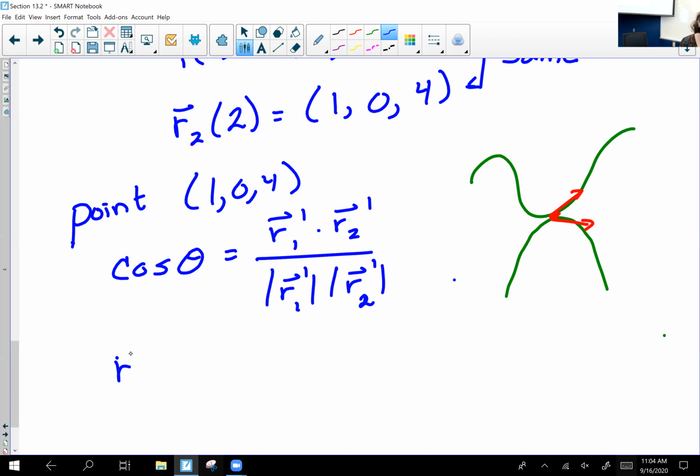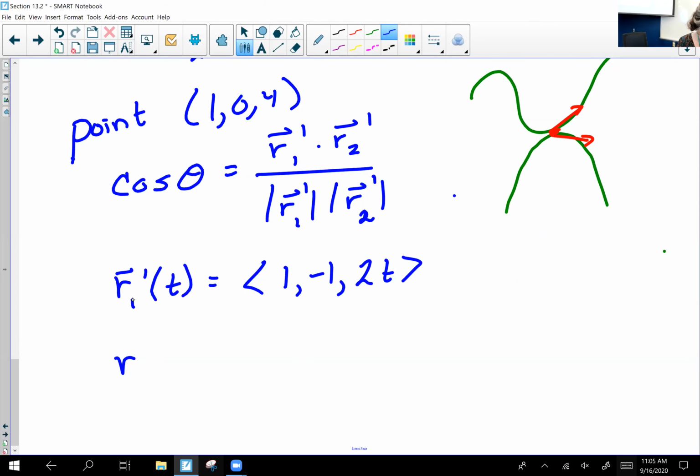R prime, let's see, first is a t, so that's just going to be a 1. Second is a t, so that's going to be a -1. Third is 3 plus t squared, so that's going to become a 2t. Now, 3 minus s, the derivative of that is going to be a -1. S minus 2, the derivative is a 1. And then s squared is going to be a 2s.